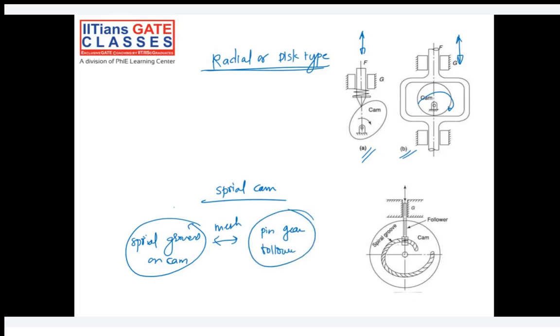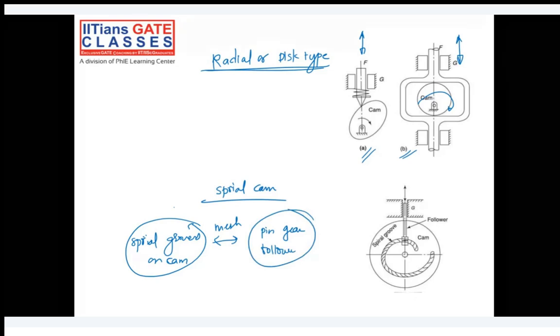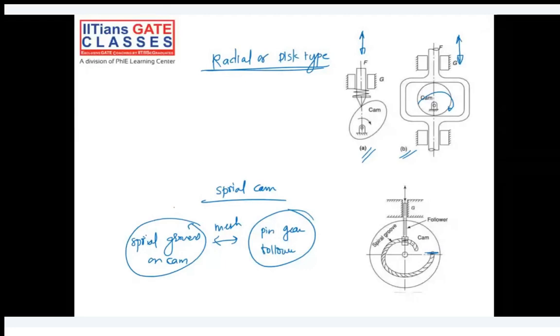of it. But the problem with this spiral cam is, after this end, again we have to shift the position of the cam, or shift the position of the follower. Cam we cannot move, so we have to again bring the follower to the starting point. So that is the only drawback of it. So it has a limited application. But as the groove is in spiral shape, we are calling it a spiral cam.